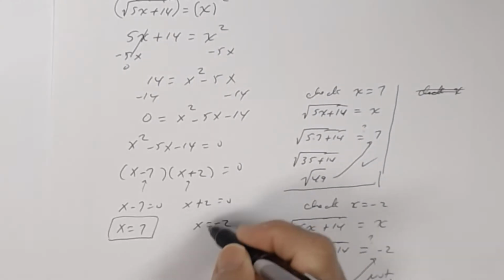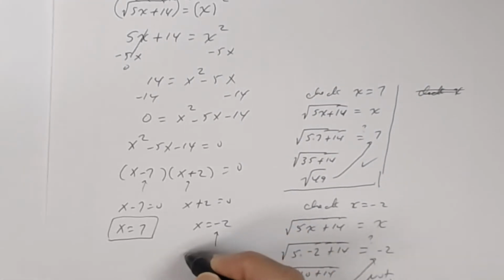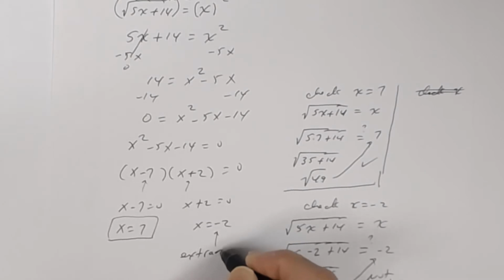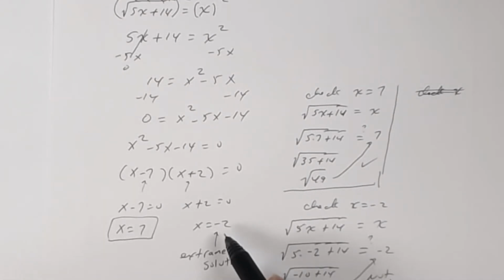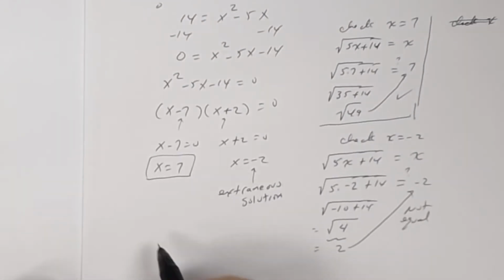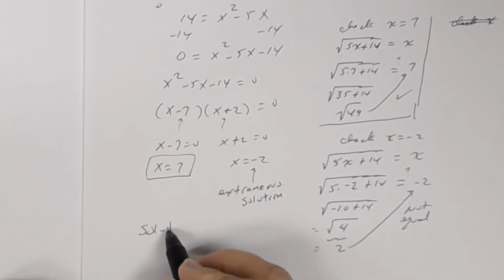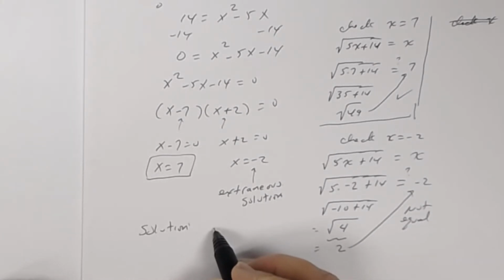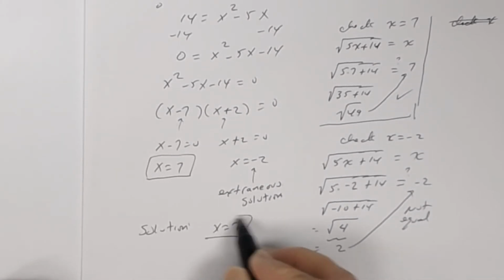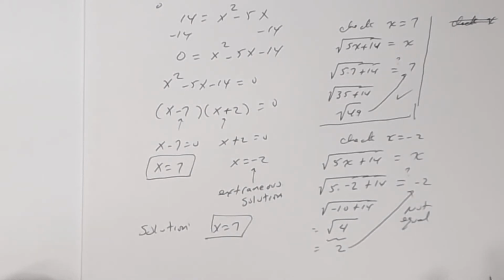That's an extraneous solution. So I'm going to write the word, this is an extraneous solution, just to remind you that we cannot use it. So our only solution, so in the blank, you will indicate that x equals 7 is the only solution. Okay? All right, so that was number 2. Let's look at number 3.